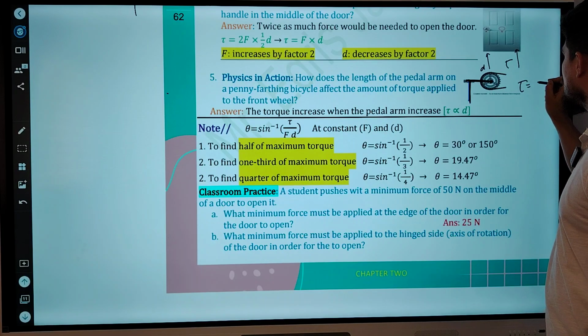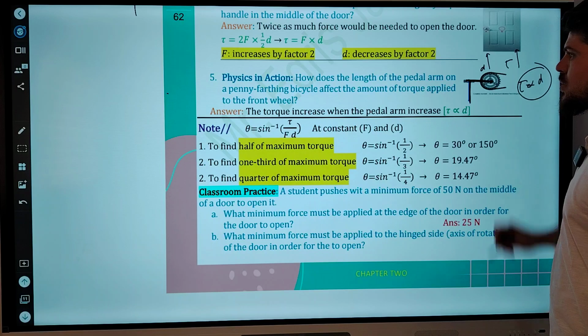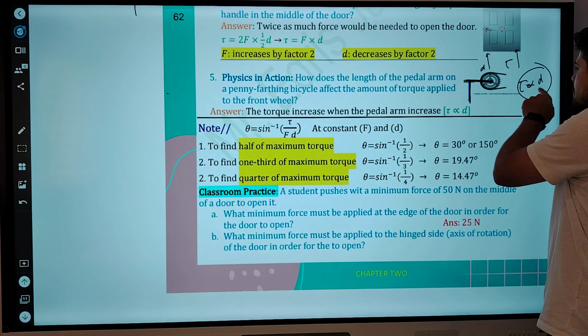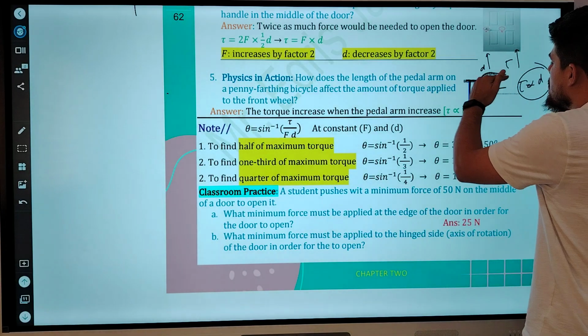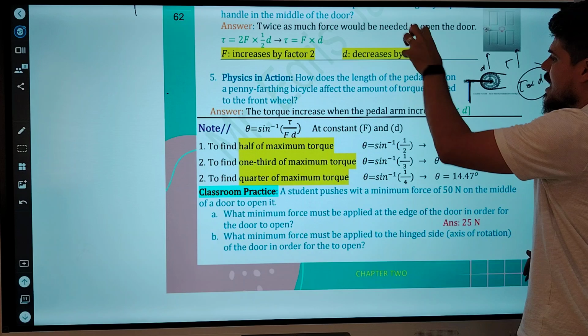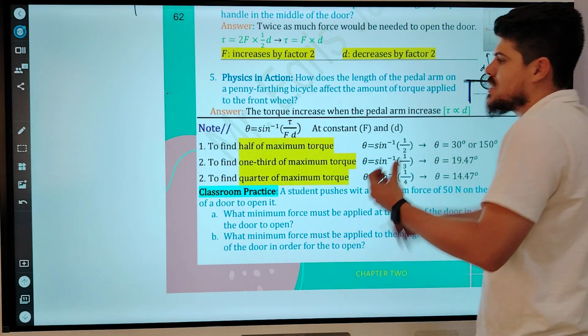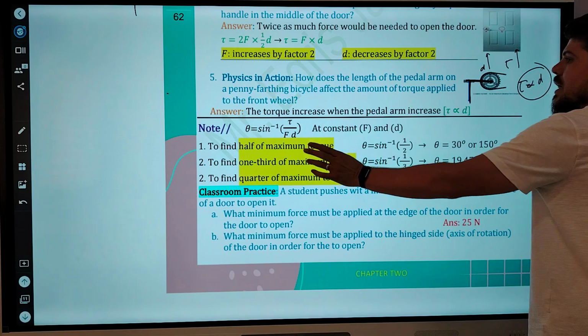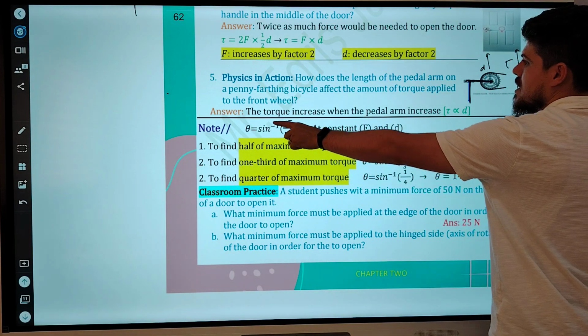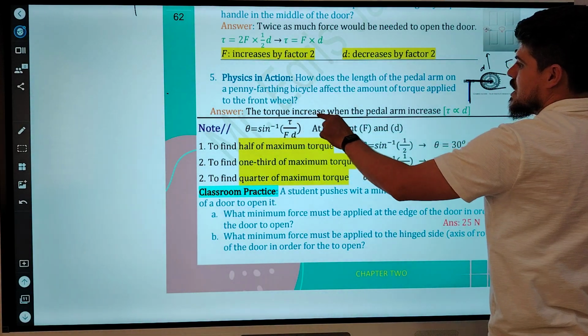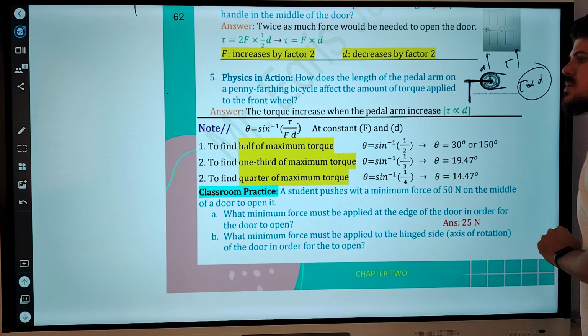Why? Because torque is directly proportional to the distance from the axis of rotation. More distance from the axis of rotation at constant force produces more torque, and it goes to rotating the bicycle more and more, okay? And how does the torque change? When the length of the pedal changes, the torque increases when the pedal arm increases, okay?